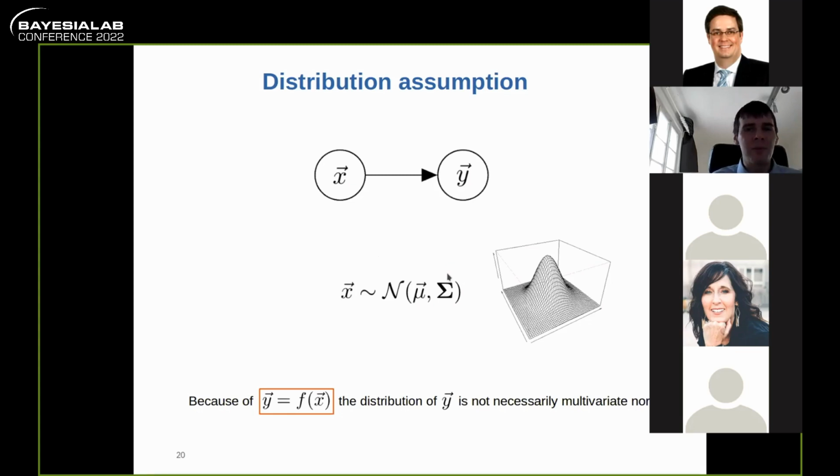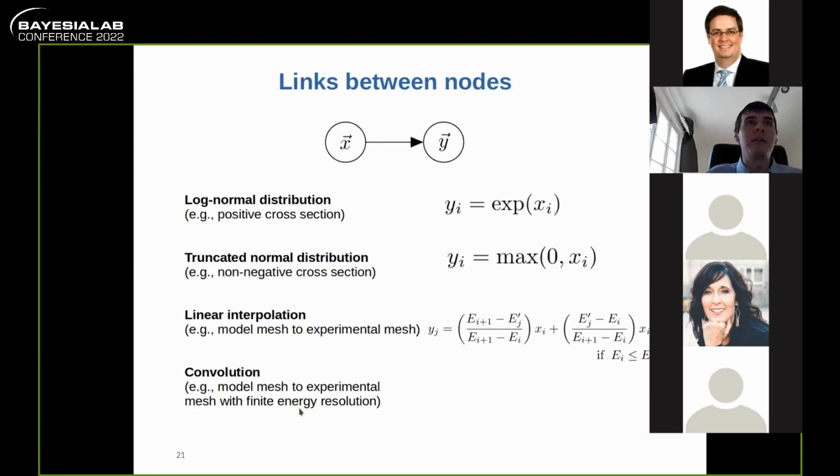This is the same assumption as for the generalized least squares method, but with the important addition that, because we allow nonlinear links between nodes, we are in practice able to deal with more distributions than just the multivariate normal distribution. Here I give you some examples of how this works out in practice and what distributions you can deal with.